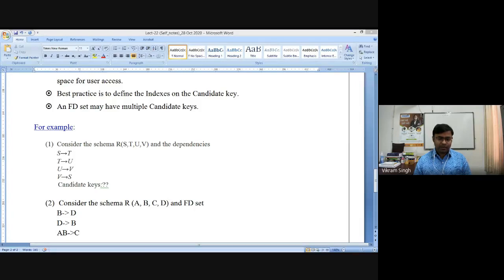Yeah, keep posting your replies. So for this FD, you can have different candidate keys. So let me know. Let's take 5 more seconds to reply to the question. I'm waiting for your replies. Keep posting.